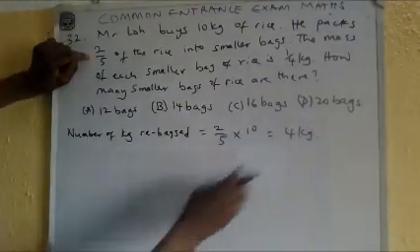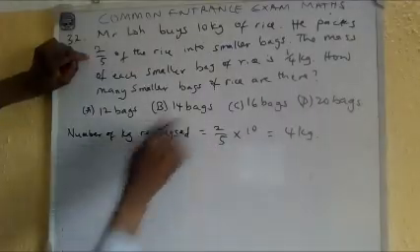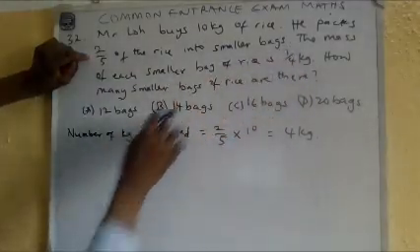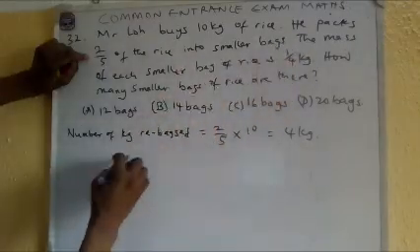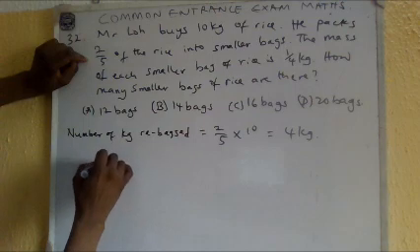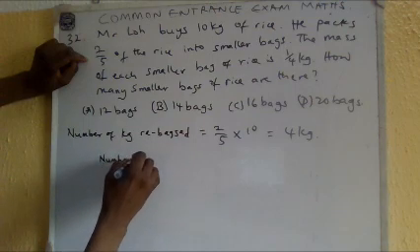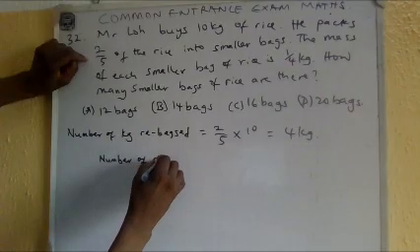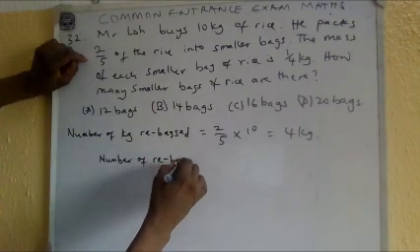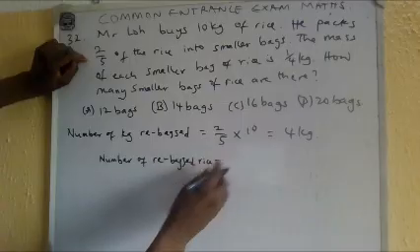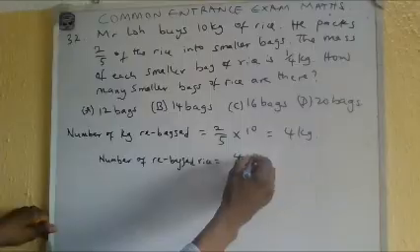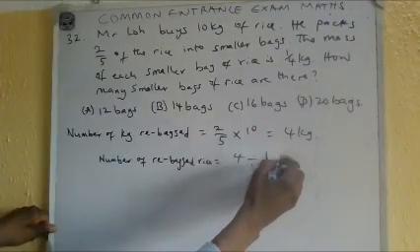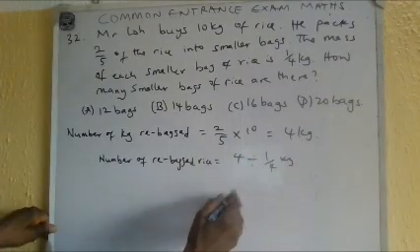This 4 kg was rebagged into smaller bags of 1 over 4 kg each. So the number of rebagged rice is equal to this 4 kg divided by 1 over 4 kg.